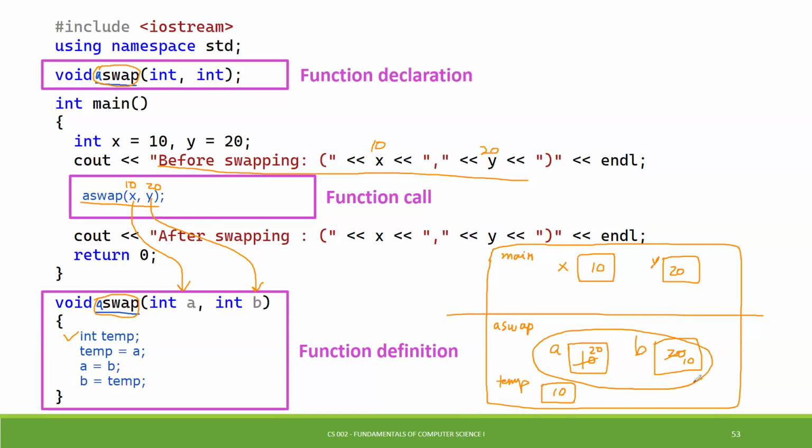See, A and B, the local variables of the function A swap, are exchanged. They are swapped. However, X and Y are still the same, right? After the function ends, it's gone. And after the function call, it is still 10 and 20. The swap is not completed. Do you understand? This is what happens.